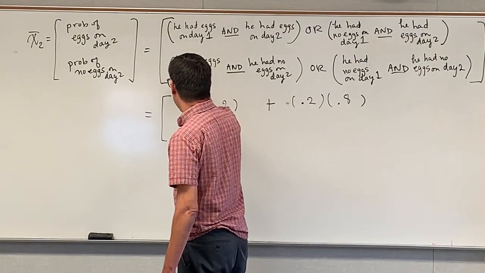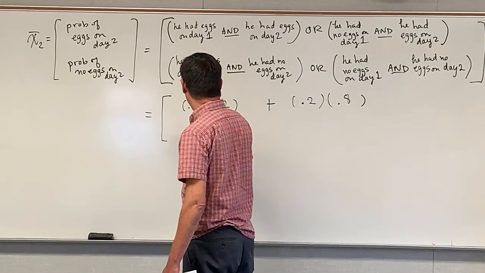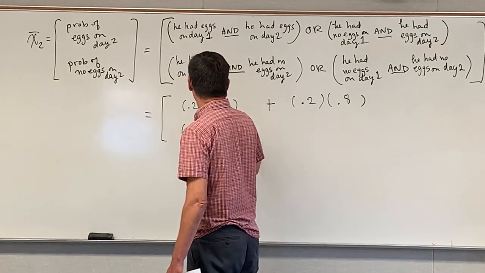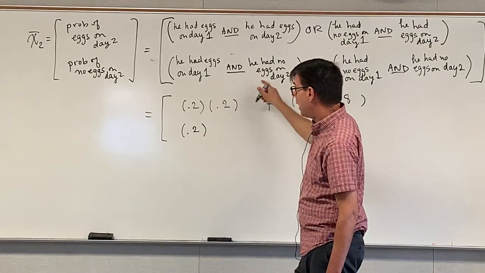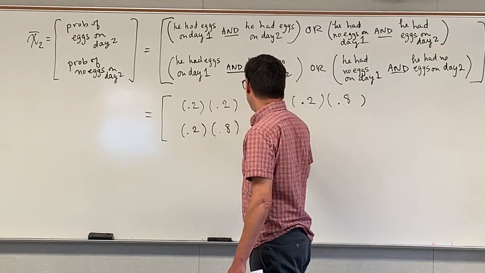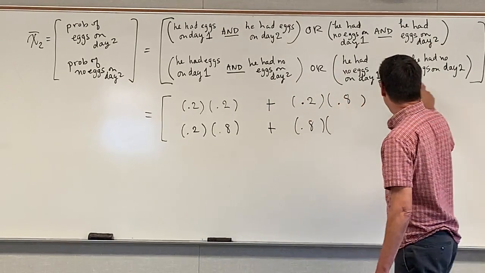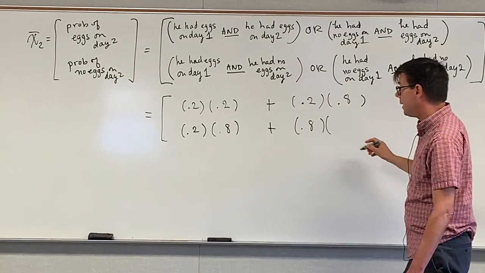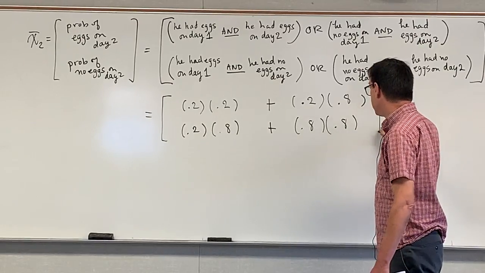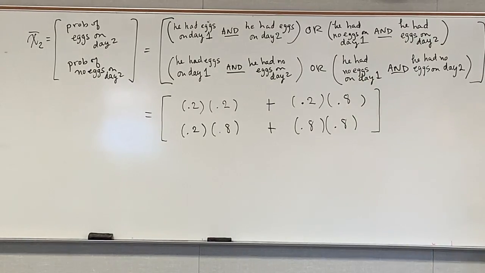If he had eggs on day 1, there was a 0.2 probability of that, and he had no eggs on day 2, that's times 0.8, plus if he had no eggs on day 1, 0.8 probability, times if he had no eggs on day 2, another 0.8. And now what I want to do is... question? So is it 0.8 or 0.6 if you didn't have eggs on day 1, didn't have eggs on day 2?